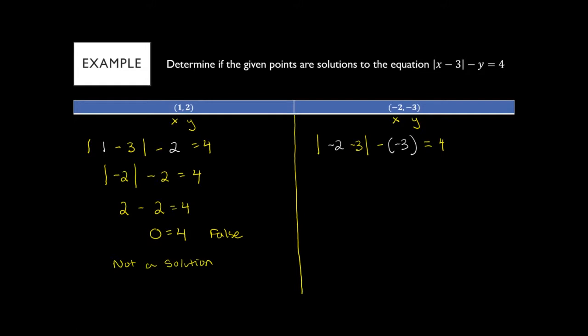So I need to simplify. Inside the absolute value, negative 2 minus 3 is negative 5. So I have the absolute value of negative 5. And when you're subtracting a negative, that's positive, so that's going to be plus 3 equals 4. The absolute value of a negative is a positive, so that's going to be 5 plus 3 equals 4. And well, 5 plus 3 is 8. So this also comes up with something false, so this is also not a solution.